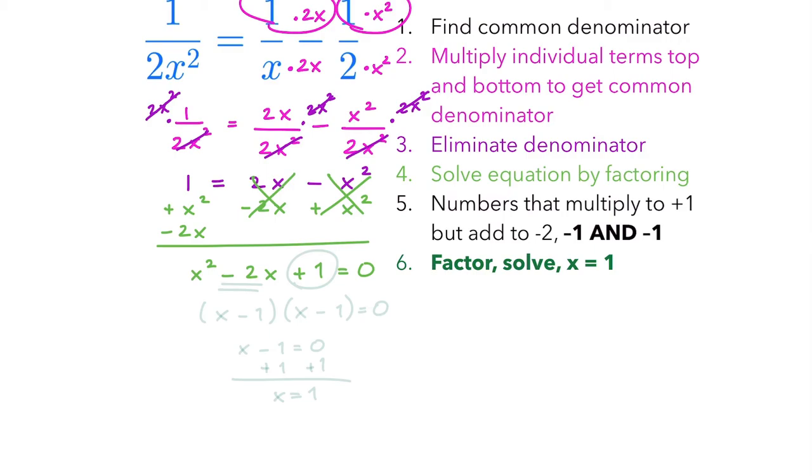So what two terms multiply to positive 1 but add to negative 2? That's going to be a negative 1 and a negative 1. So now, because they're the same, we're just going to take one of these, set it equal to 0, eliminate that 1 to get x equals 1.